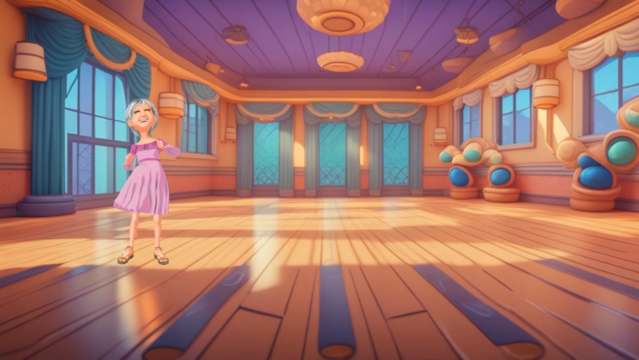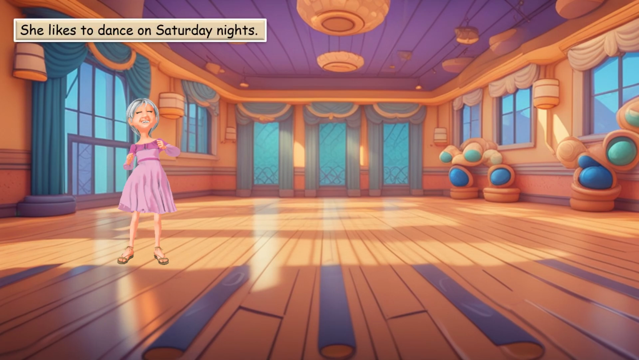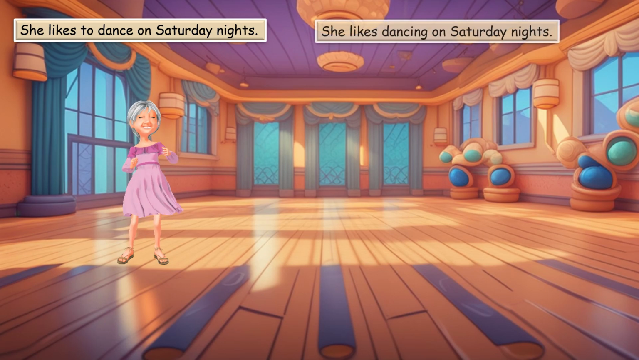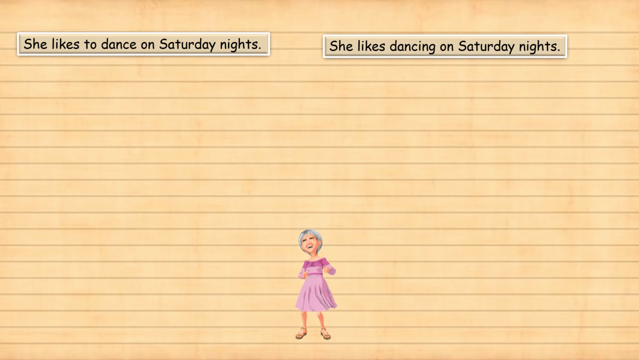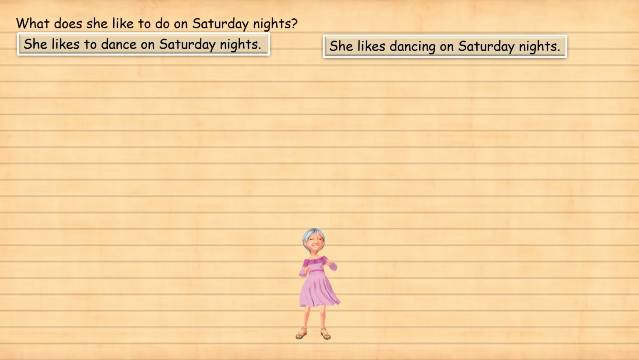She likes to dance on Saturday nights. She likes dancing on Saturday nights. What does she like to do on Saturday nights? What does she like doing on Saturday nights?